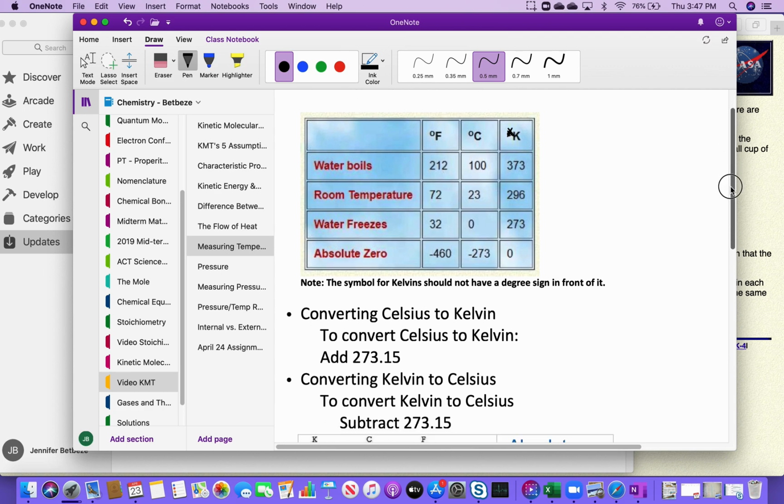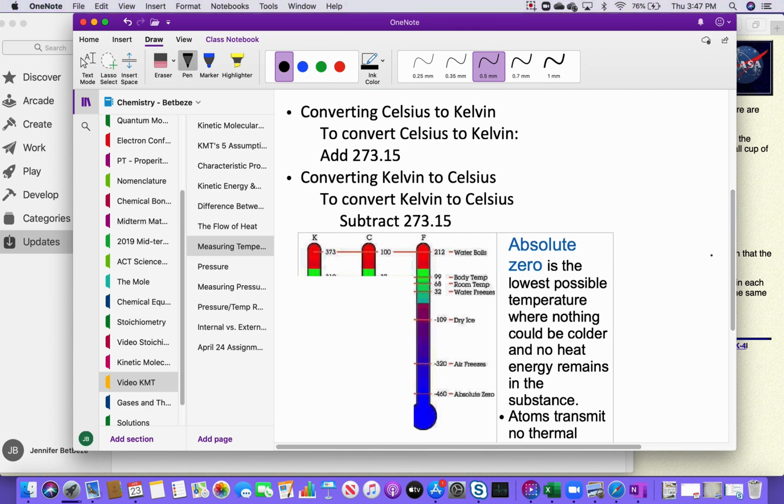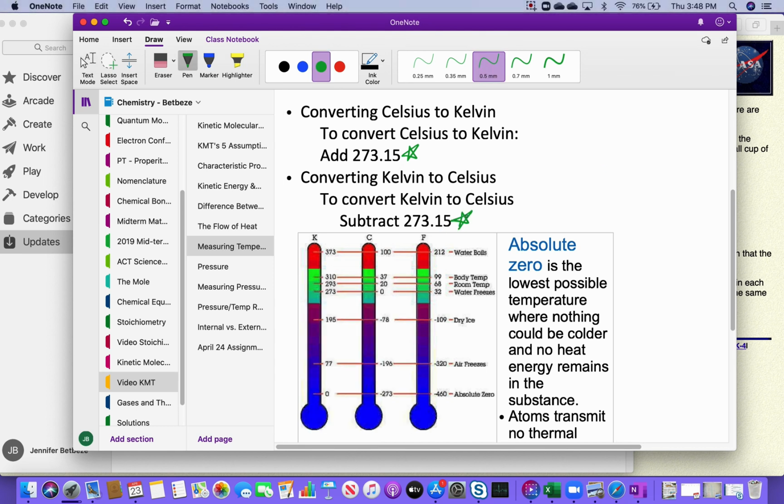And let's see. So you need to be able to convert Celsius to Kelvin and Kelvin to Celsius. Celsius to Kelvin, add. And what is it that you are going to add? You're going to add 273.15. So think of it this way: Celsius Kelvin, add. CKA. If you need to go from kelvins to Celsius, you're going to have to subtract 273.15. So this one you can say Kelvin to Celsius subtract, KCS.